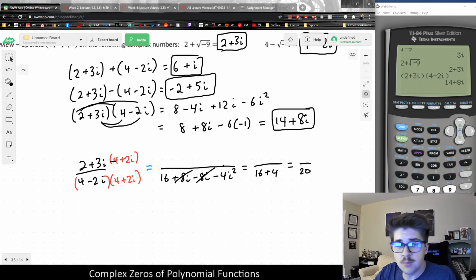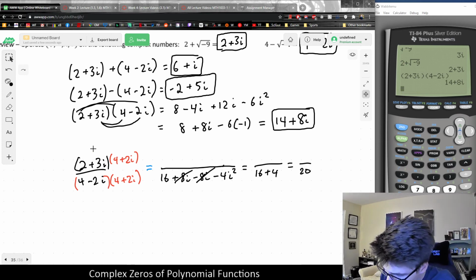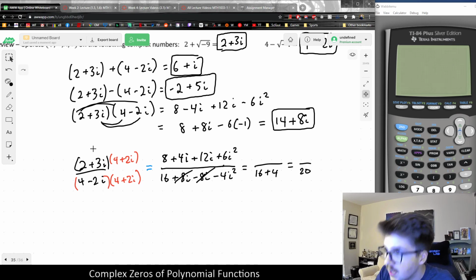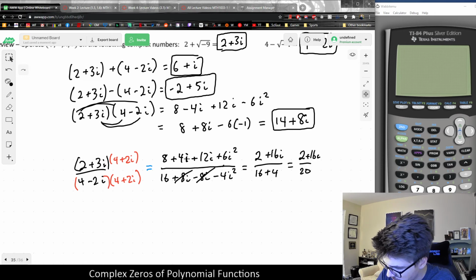Now I still need to figure out the numerator, and the numerator is not going to cancel because those are not conjugates. But basically, when I do all this, I'm actually solving the division, and you'll see once we finish. On the top, I'm going to get 8 plus 4i plus 12i plus 6i squared. So that would give me 8, and this would turn into minus 6. 8 minus 6 is 2, and 4 plus 12 is 16i. So I'd have 2 plus 16i over 20. And this would be my final answer.